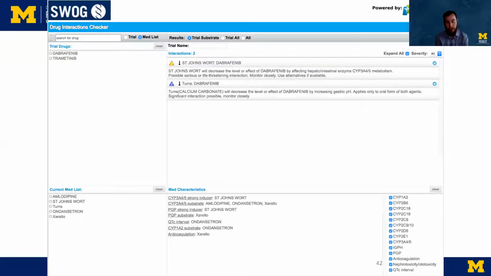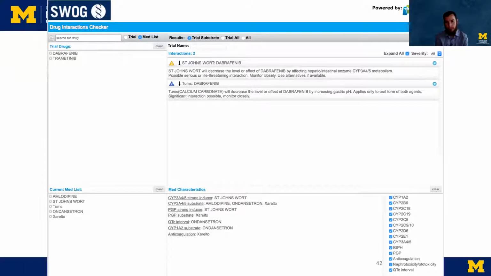So in the upper left-hand corner, you insert the names of the drugs from the clinical trial the patient's being screened on. In the bottom left panel, you put the other medications that the patient is currently taking. In the upper right panel, it shows you the drug interactions that it found and the severity and the mechanism behind those. And in the bottom right, we included a panel so you could click on the individual enzyme or other drug interaction systems of interest, and those will show in the bottom center panel.